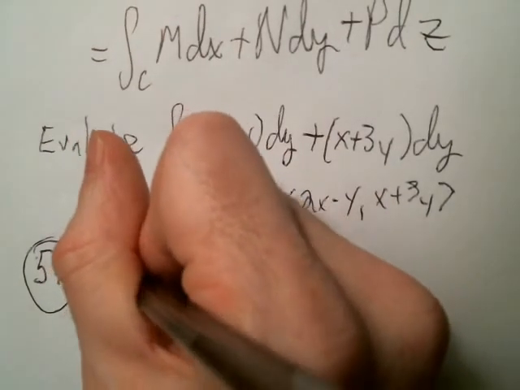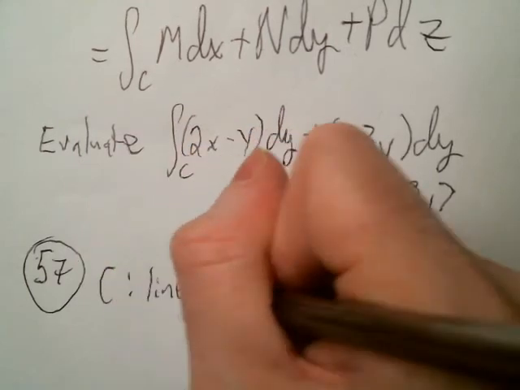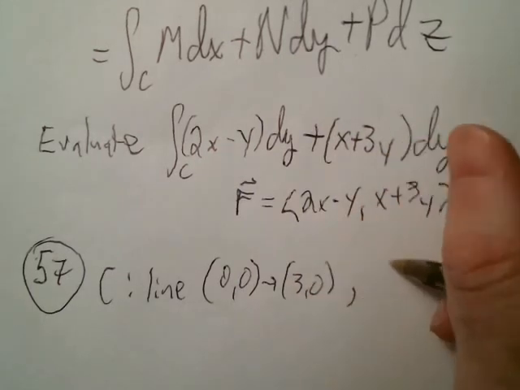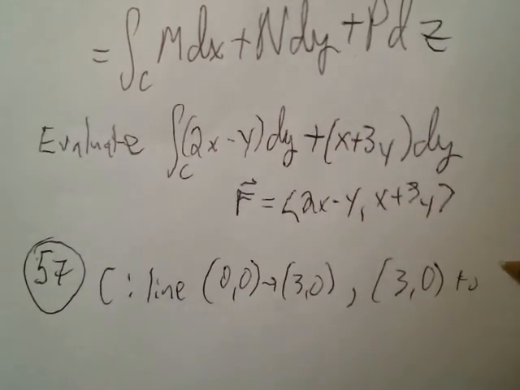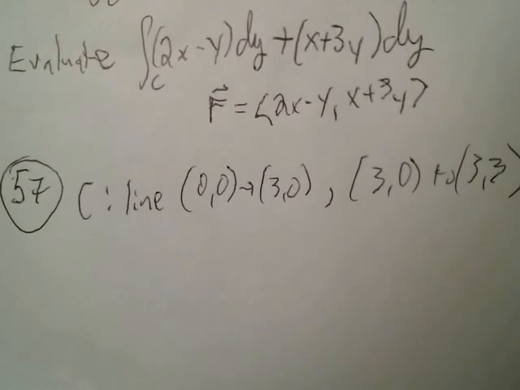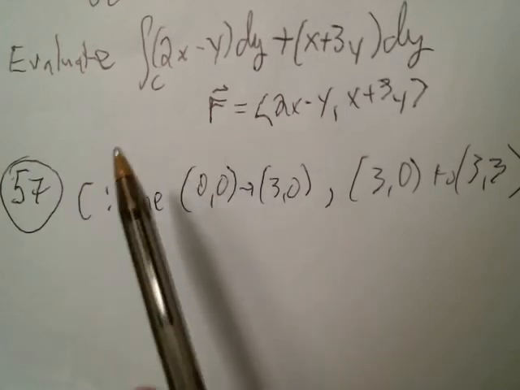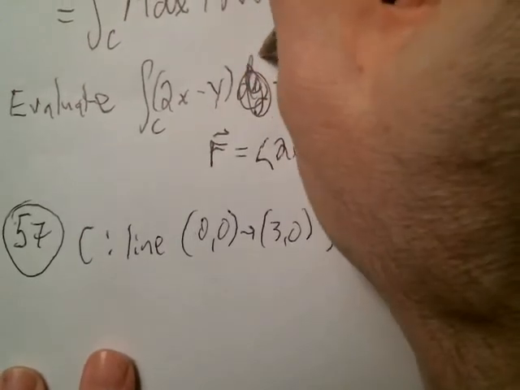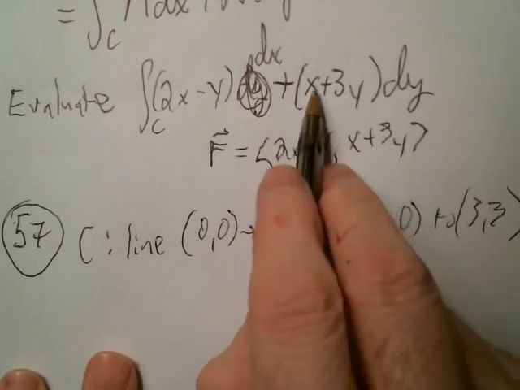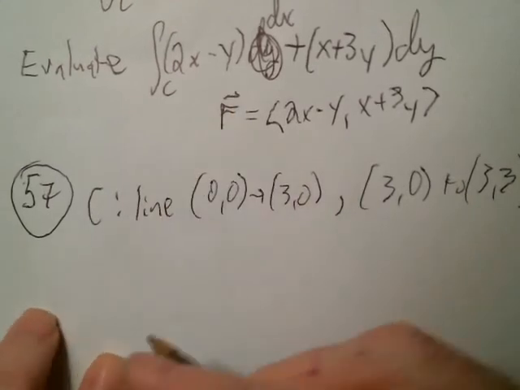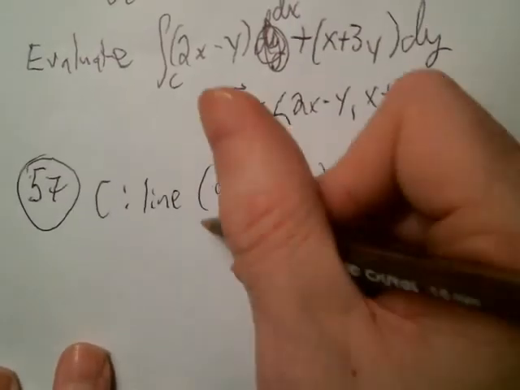The curve we're integrating over is the line first from 0, 0 to 3, 0, and then the line from 3, 0 to 3, 3. Okay. So I need to figure out what x, y, dx, and dy are in terms of t. Okay, so I'm going to build vector valued equations in terms of t for these lines.